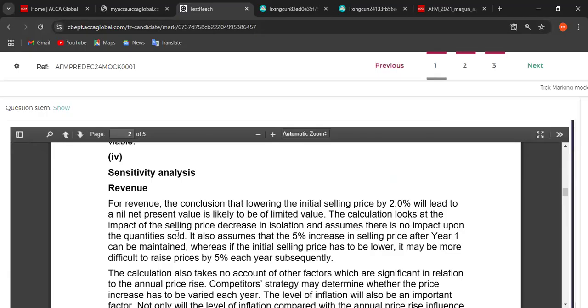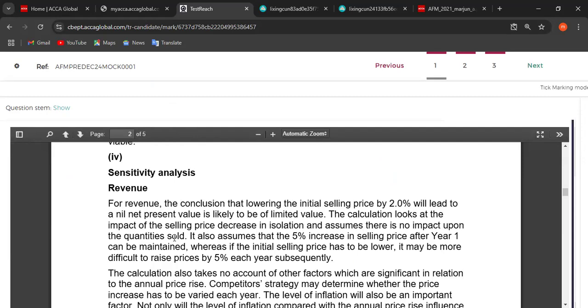The calculation looks at the impact of selling price decrease in isolation and assumes there is no impact upon the quantities. It also assumes that the 5% increase in selling price after year one can be maintained. We know that it was stated in the question. Whereas the initial selling price has to be lower, it may be more difficult to raise prices by 5% each year. So what is happening, guys? The examiner is saying that the 2% decrease will make your NPV zero.